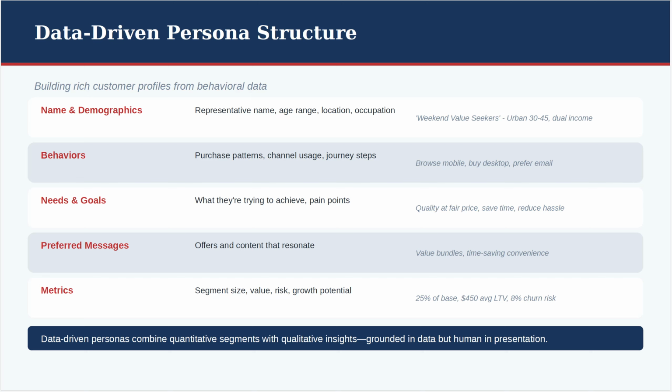Okay. Then we've got preferred messages. What messaging resonates with which people or which segments? What offer drives response? From testing, A/B test results by segment tell you what works. Document this in your personas.